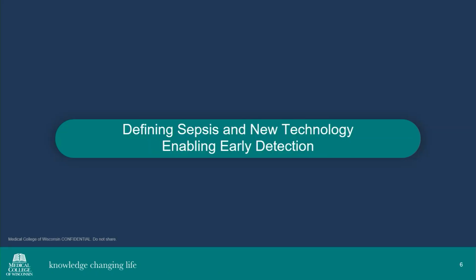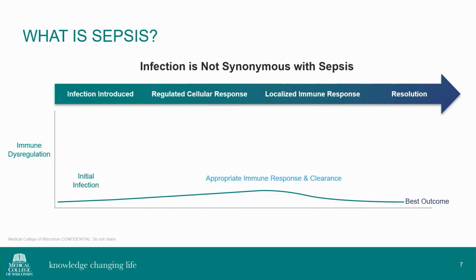So if we think about new sepsis diagnostic technologies, and we think about what sepsis is, let's first look at what sepsis is not. Sepsis, first of all, is not infection. It is oftentimes precipitated by infection, but sepsis is really an uncontrolled immune response.